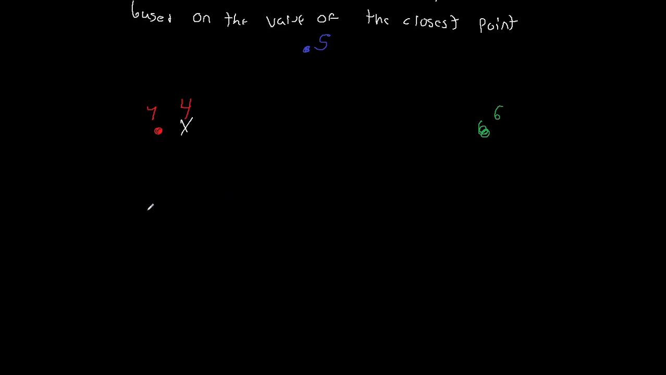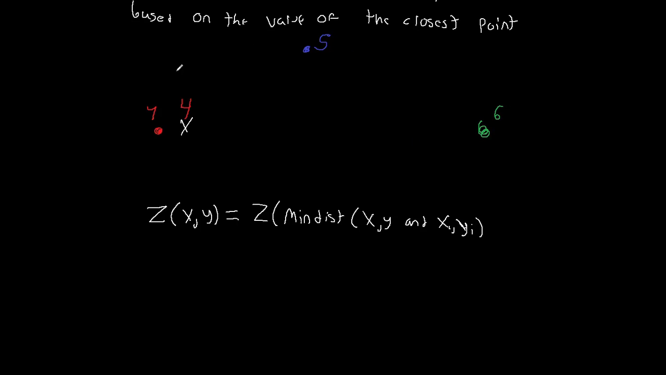This is going to look like this. The z value for a new point x, y, where these x and y are our unknown coordinates, is going to equal the z value of whatever point has the minimum distance. So I'm doing min dist, the minimum distance between x, y and xi, yi, where xi and yi are the coordinates of whatever point we end up with. So you're going to check all of the points that we have, find out which one has the minimum distance, and that's going to be the value that we apply to this new point here.